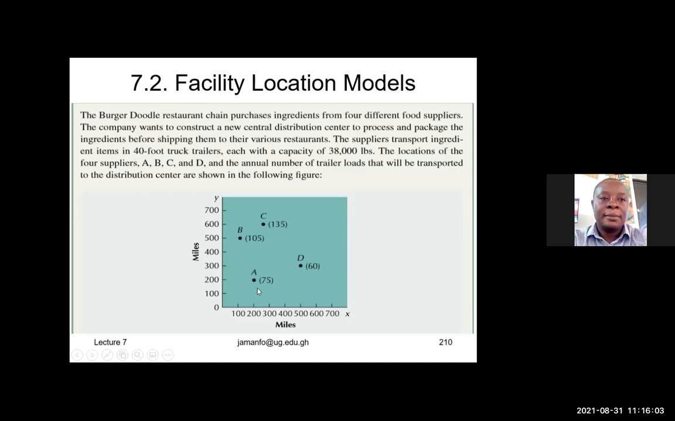Okay, write the coordinates, start from A, write the coordinates for A and then the others. So A will be 200, the X coordinate will be 200, the Y coordinate will be 200. The coordinates for B will be 100, 500. C will be 300, 600. So write it.